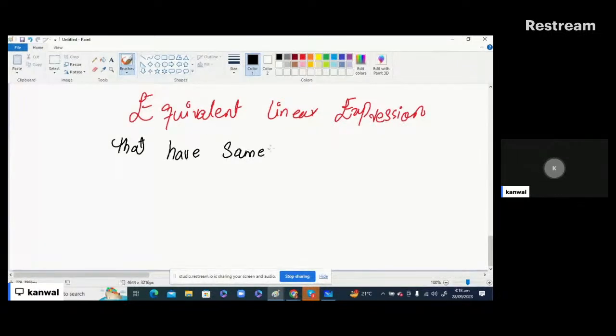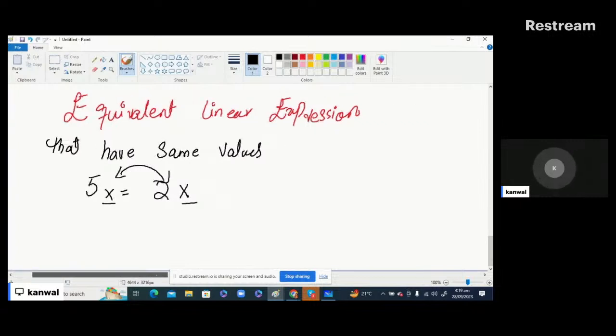If you have two linear expressions that are equivalent to one another, then when you plug in the same values, you will get the same result in each of them. Got it or not? For example, if here is 5 and x, and here is 2 and x, and you put the same value in place of x, then you get the same answer on both sides. Let's take some examples for that.